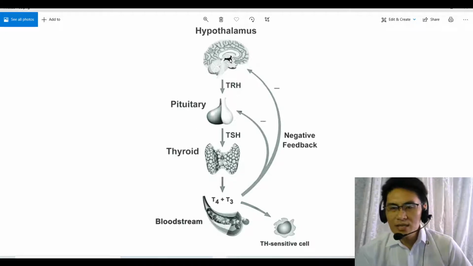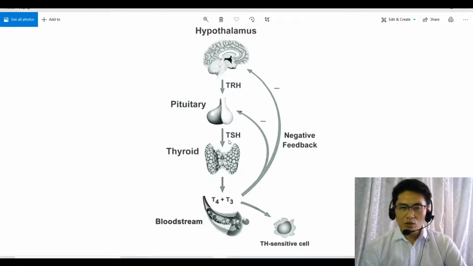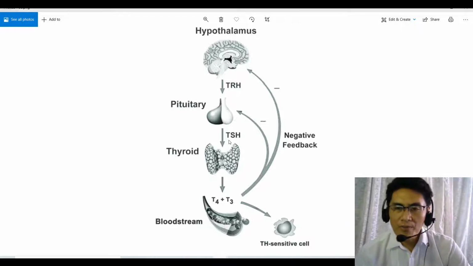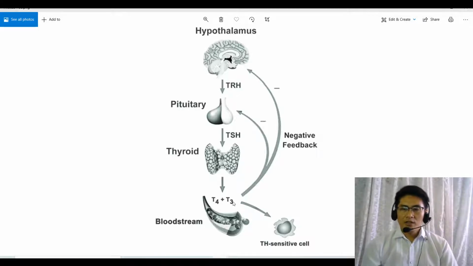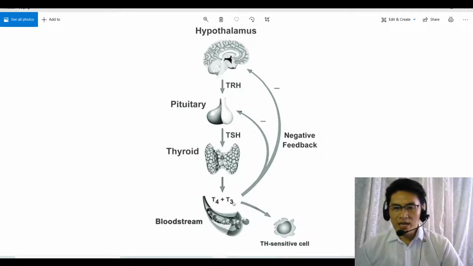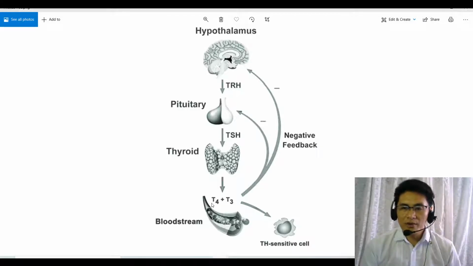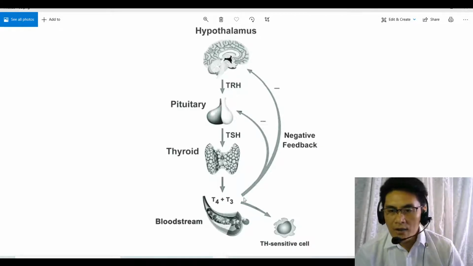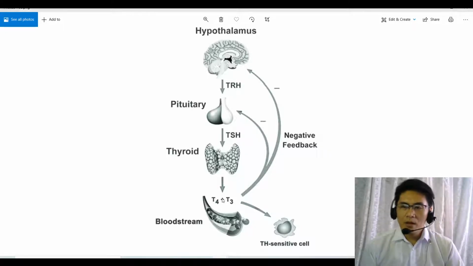The hypothalamus releases a hormone called the thyrotropin releasing hormone, which triggers the pituitary to produce the TSH, or the thyroid stimulating hormone, which in turn triggers the thyroid gland to produce T3 and T4. T3 is the triiodothyronine, and T4 is called the tetraiodothyronine. But these are hormones that are released by the thyroid gland.